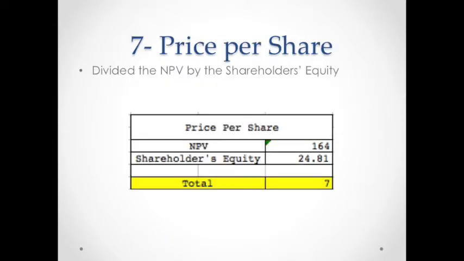As for the price per share, I divided the net present value by the shareholders' equity. The net present value, considering it's 164 billion, I divided it by the shareholders' equity, which was 24.81 billion, and that gave me a total of 7. So 7 is the price per share.